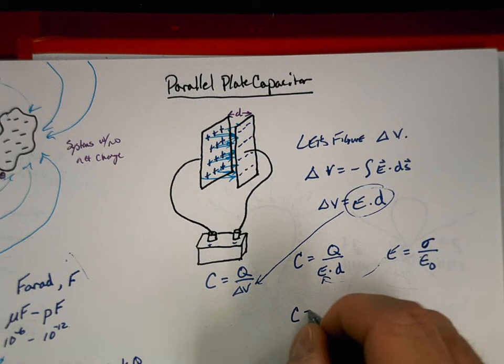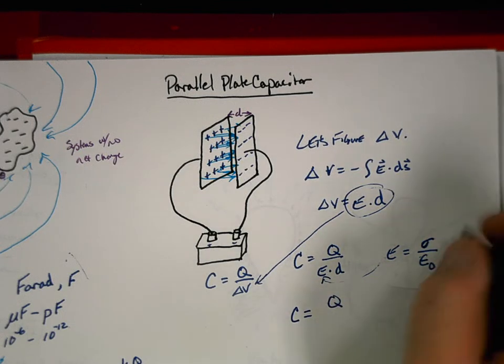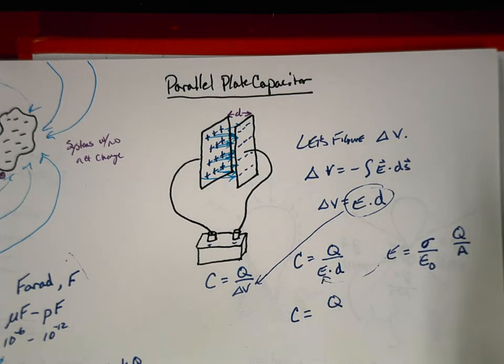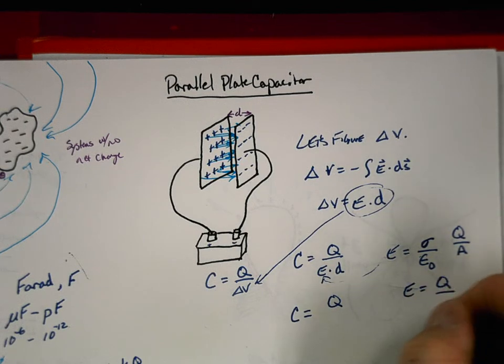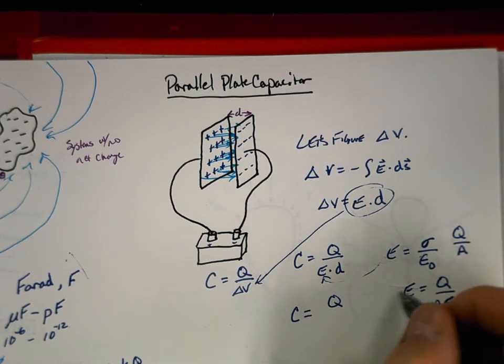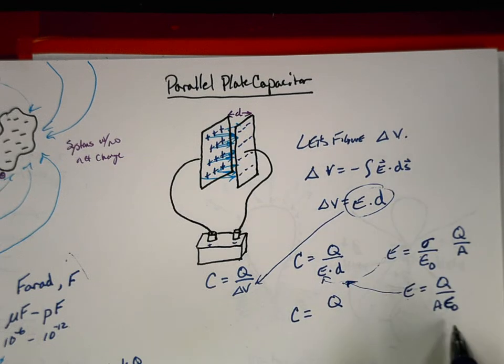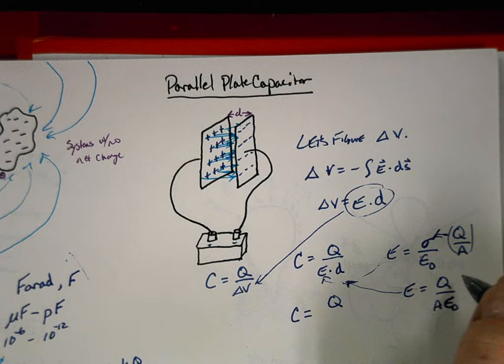So now our capacitance is Q. Well, what's our sigma? Our sigma is Q over A, right? It's our charge per unit area. So our E becomes Q over A epsilon naught. Well, let's not plug this in here, let's plug this one in there. The epsilon doesn't go to the numerator yet. I plugged Q over A in for sigma; I haven't got there yet.